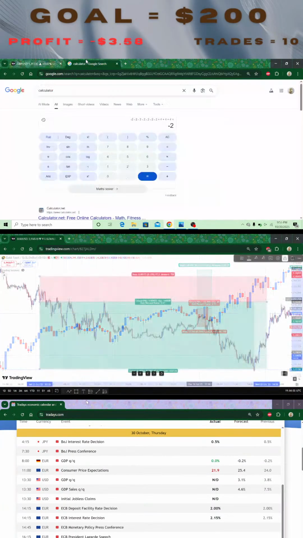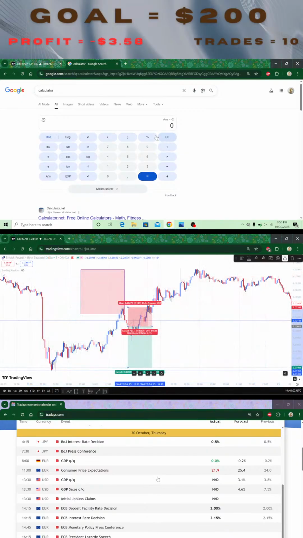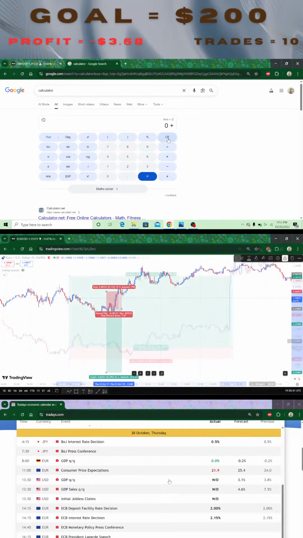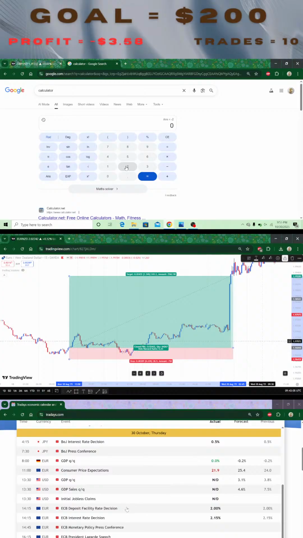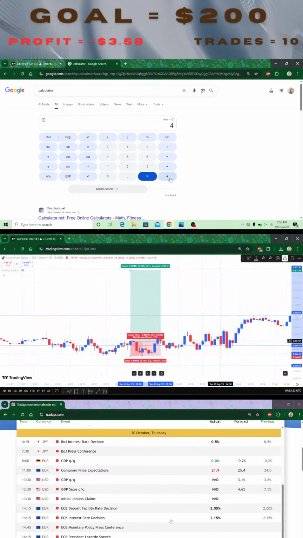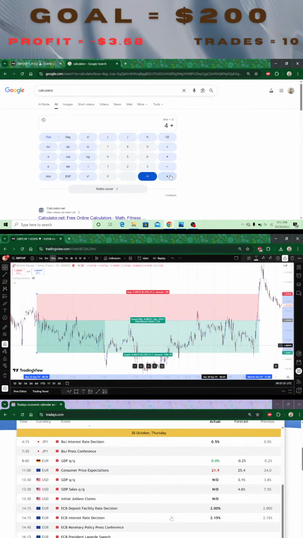Let's be adding to our calculator, because these are some of the corrections that I said we need to point out. The first one was 4 plus 4.